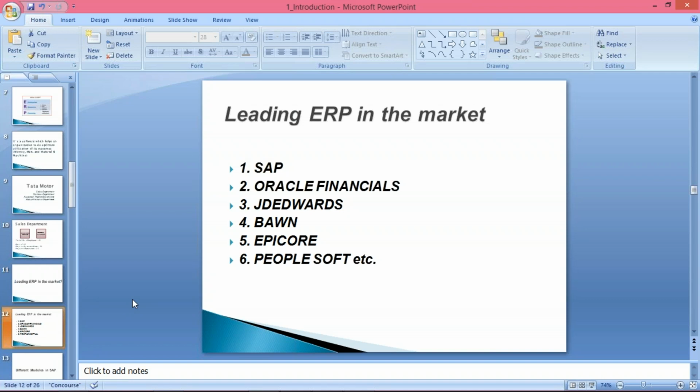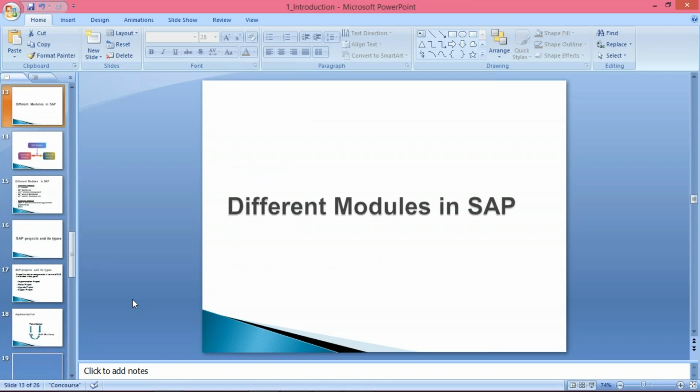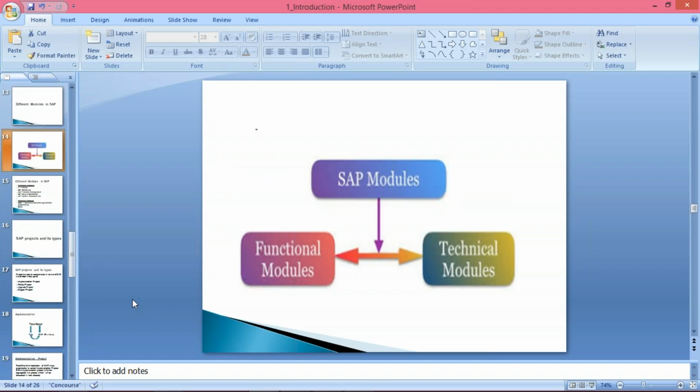So what is happening now? SAP has been segregated into different modules. Now, what are those modules in SAP, guys? What are the modules available in SAP? If you talk about modules in SAP, then at a broader level it is divided into two parts.